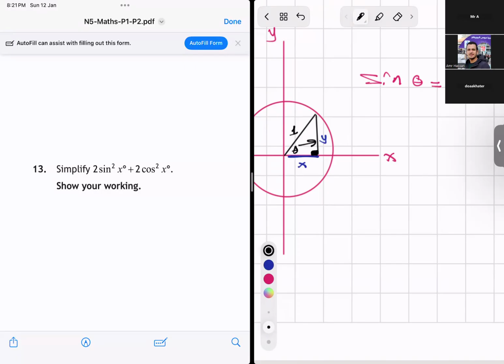Yeah. Okay. Let me do the same thing to cosine. I'm trying to figure out what cosine theta is. What does cosine theta stand for?